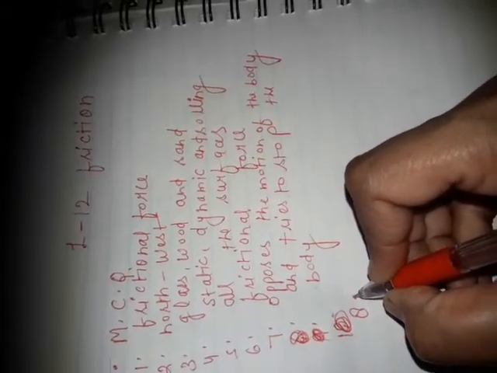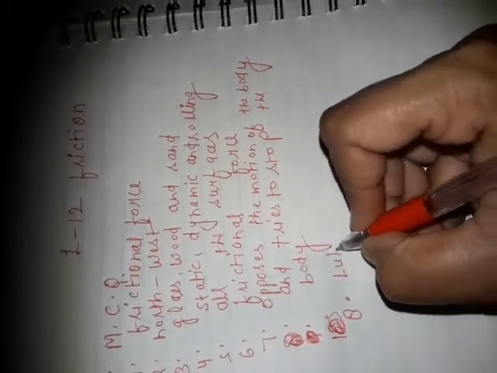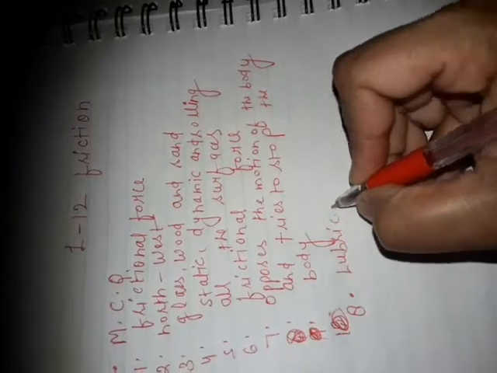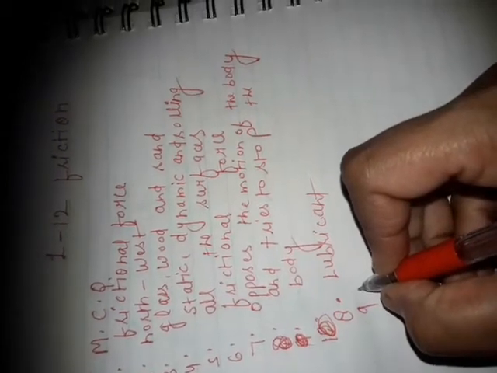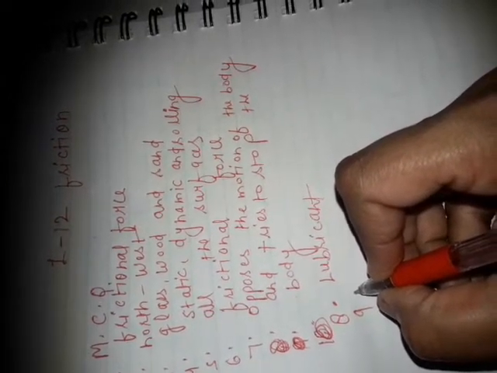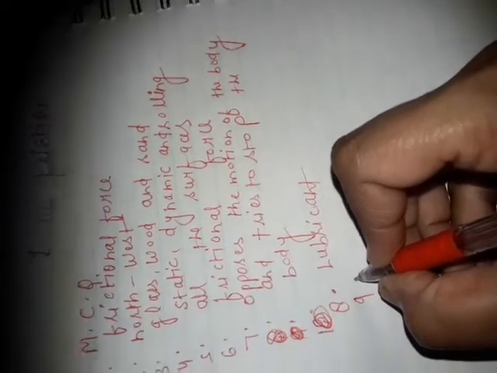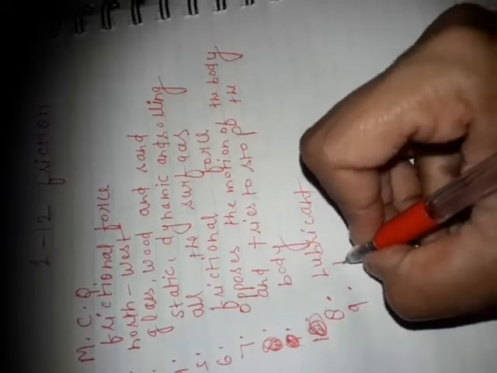Eighth one, a material which reduces the force of friction is called lubricant. The maximum force required to make one body just slide over another body is known as limiting friction.